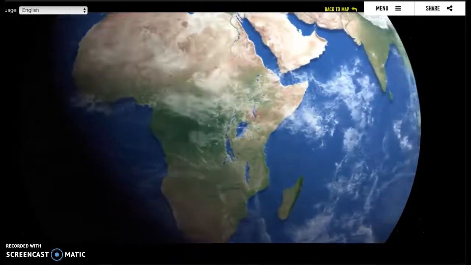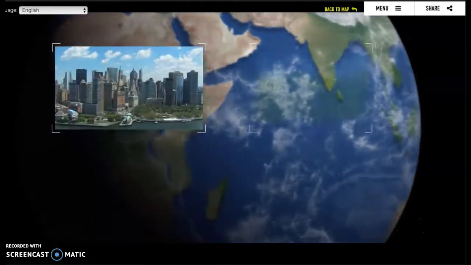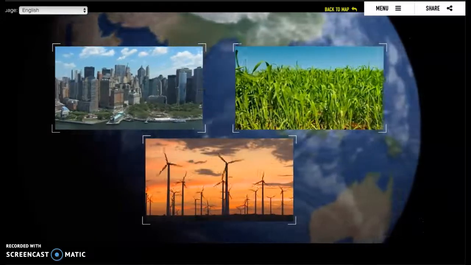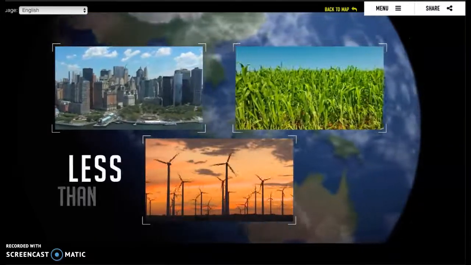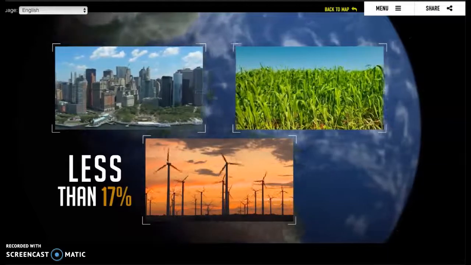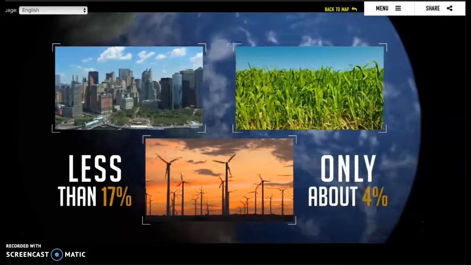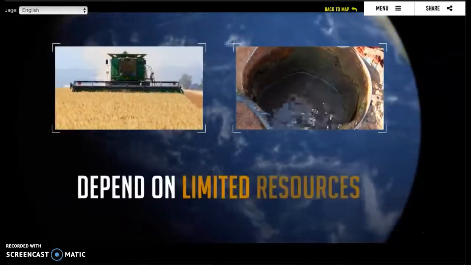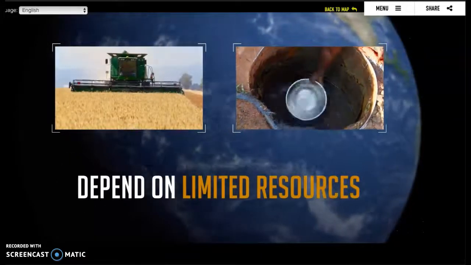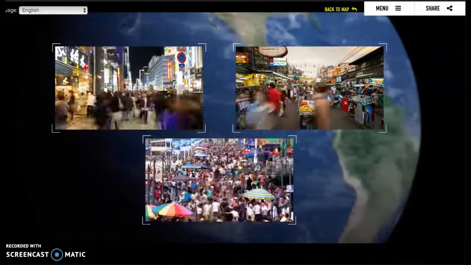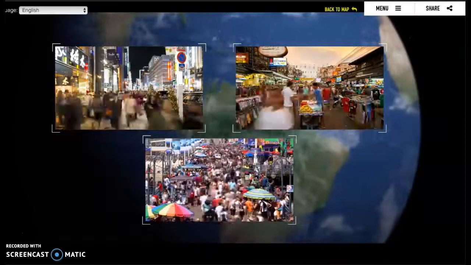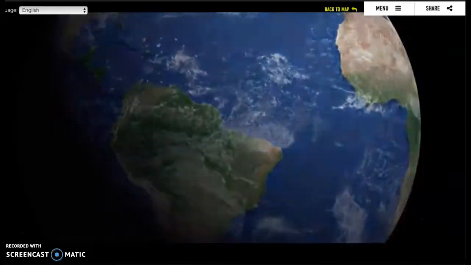The capacity of our environment to provide space, to produce food, and to supply energy are all limited. Humans thrive on less than 17% of the Earth's surface, and only about 4% will grow crops. We depend on these limited resources for our survival. Yet we are increasing our population as if they were infinite.